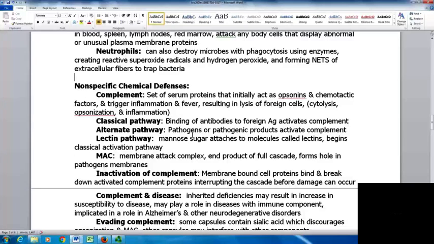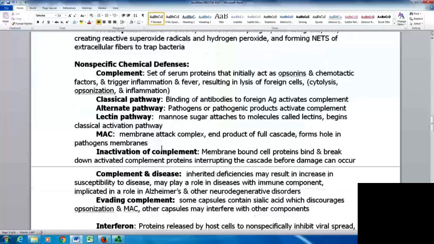The classical pathway involves binding antibodies to foreign antigen to activate complement. The alternate pathway is when the pathogens or pathogenic products activate complement themselves. And then in the lectin pathway, mannose sugar attaches to molecules called lectins, and this begins the classical activation pathway. The MAC, or membrane attack complex, is the end product of a full cascade. It forms a hole in the pathogen's membranes.